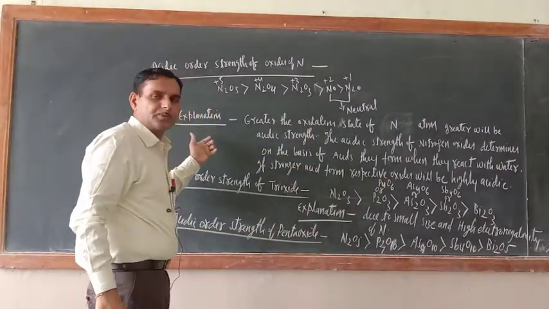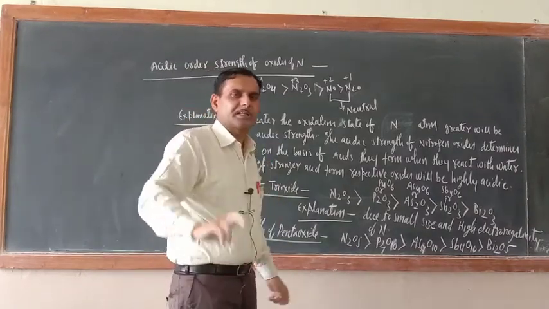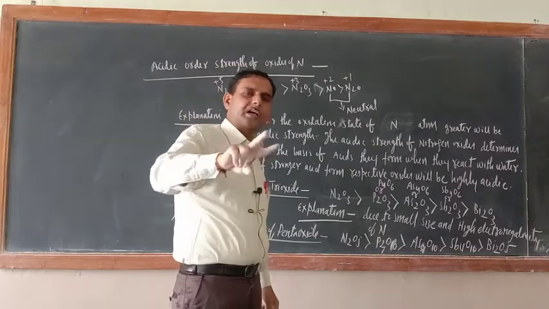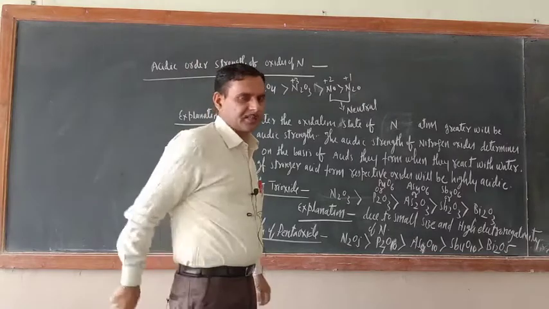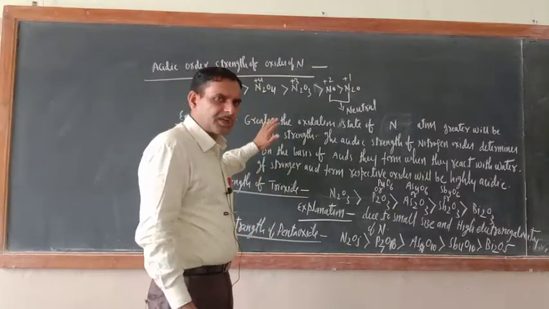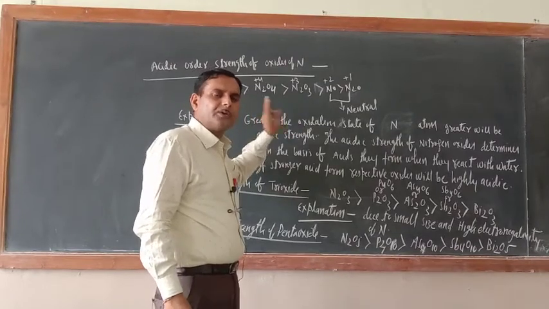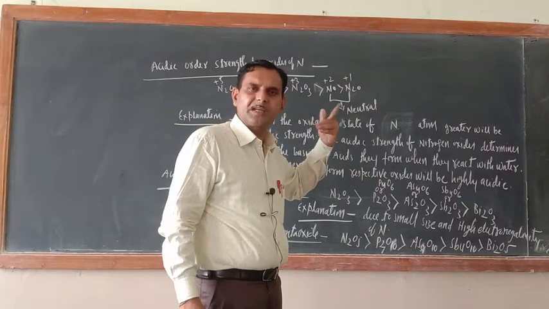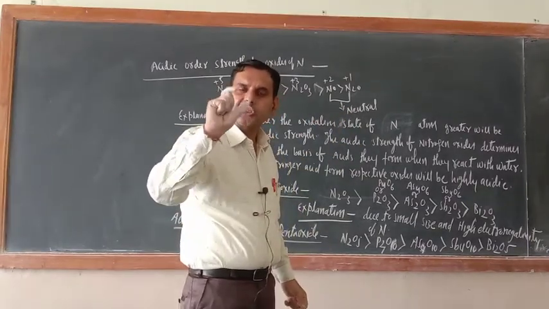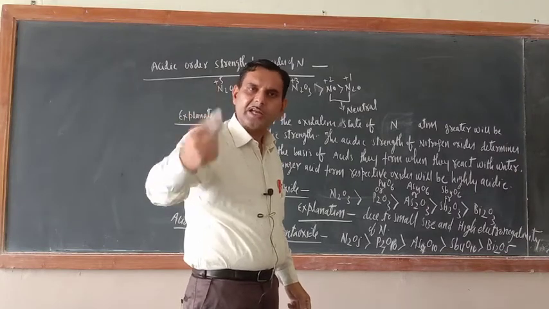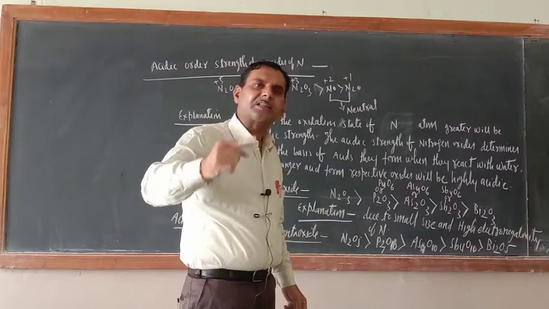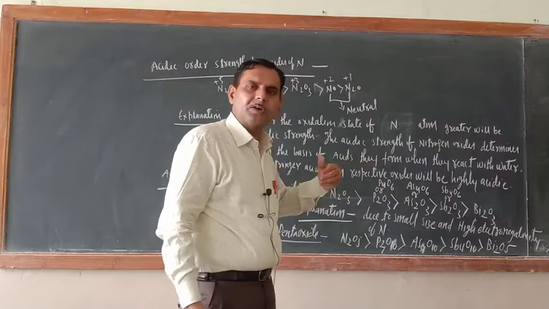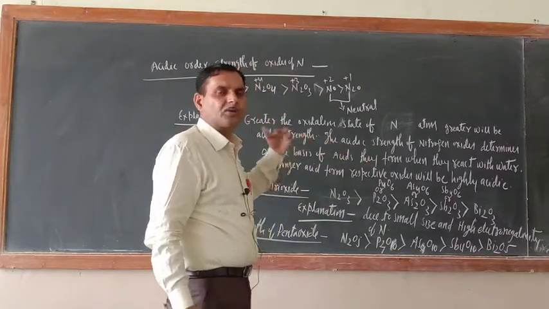So should explanation also be there or not? A very simple explanation is there. The greater the oxidation state of nitrogen in their oxide, the greater will be the acidic strength. Are you getting it? Out of N2O5, N2O4 and N2O3, where is the oxidation state of nitrogen the highest? In N2O5, it is +5. So in N2O5 the acidic strength is highest because the oxidation state of nitrogen is +5.